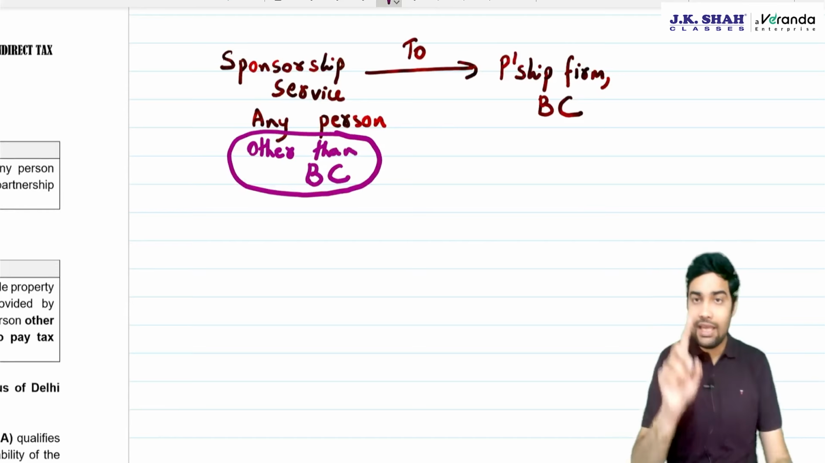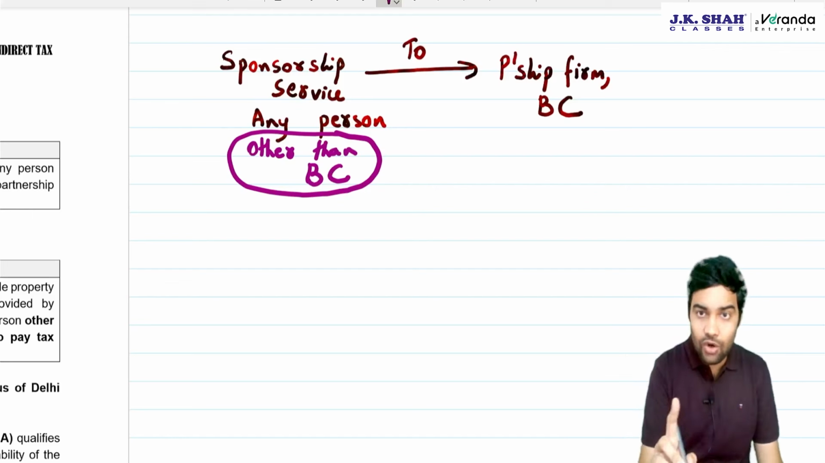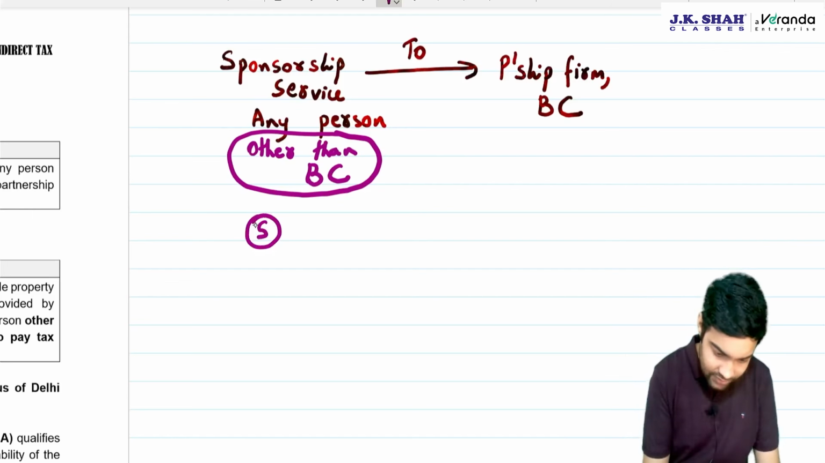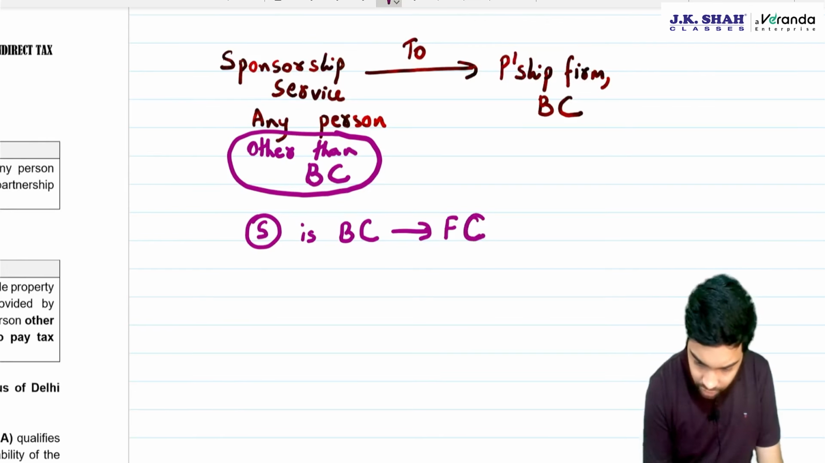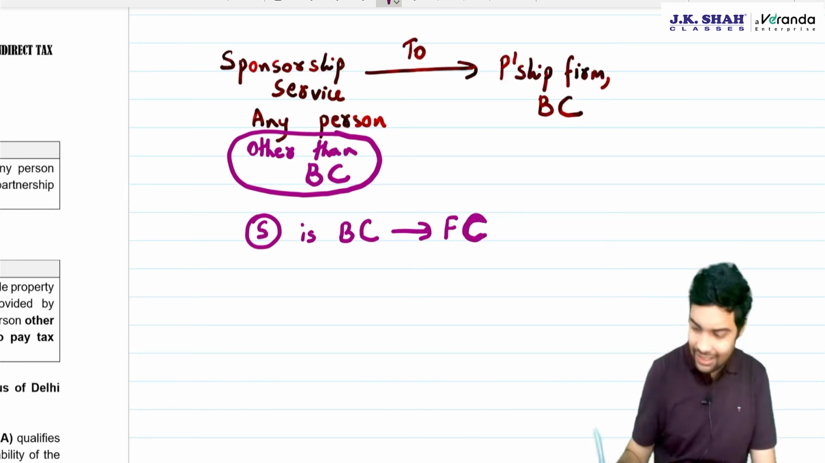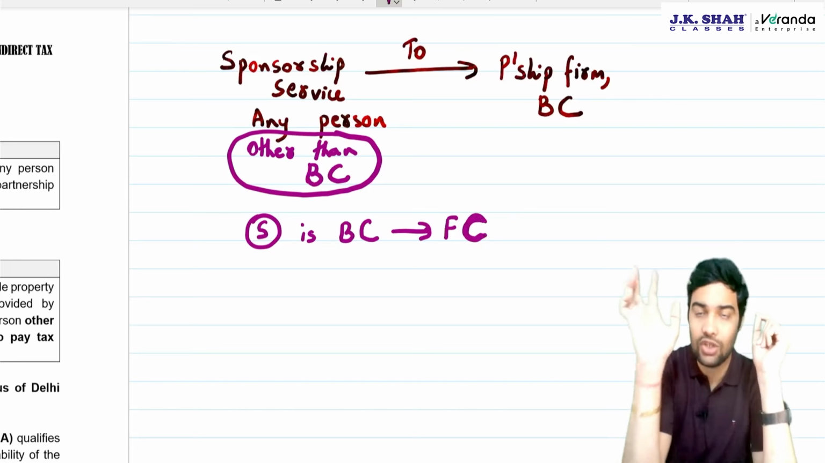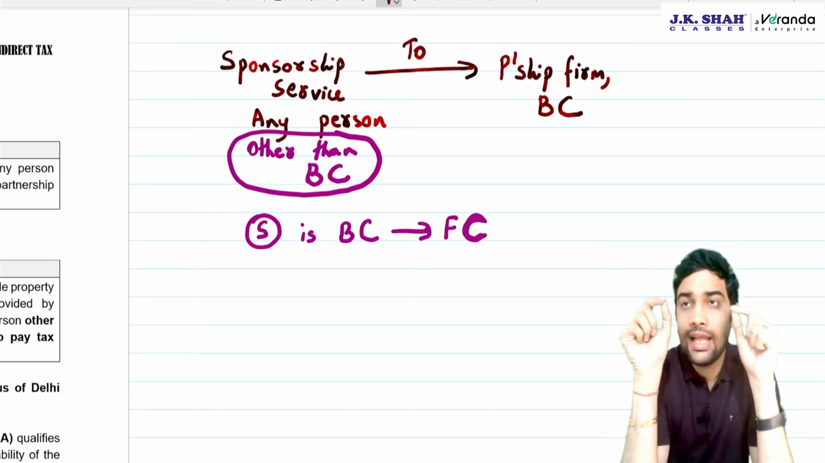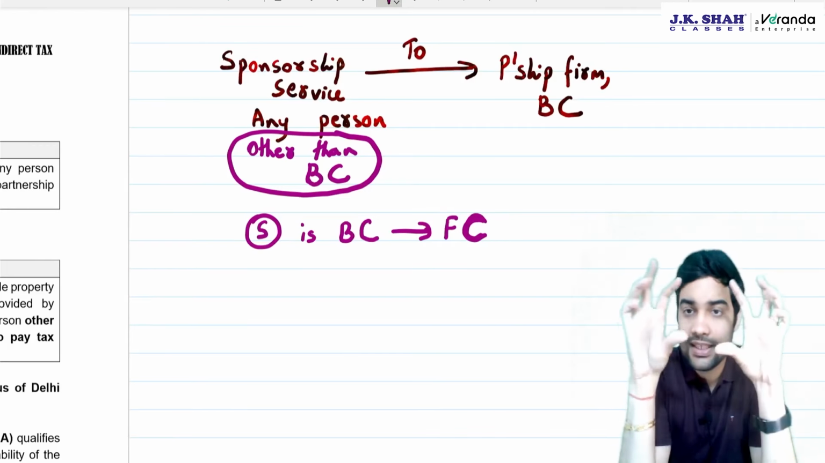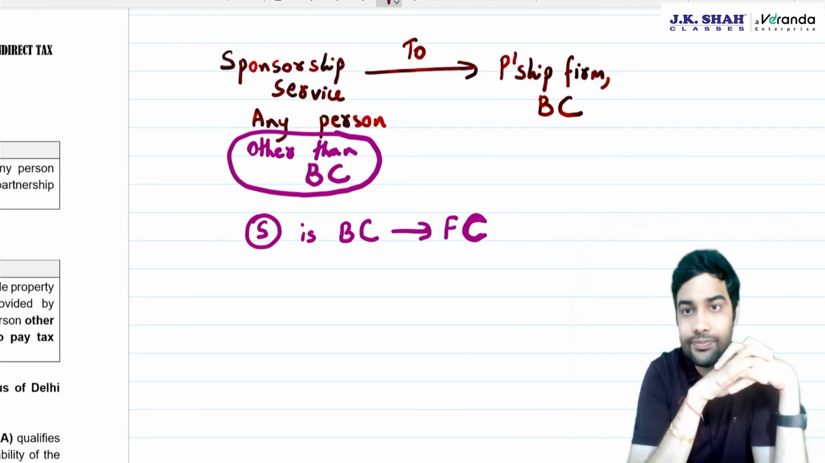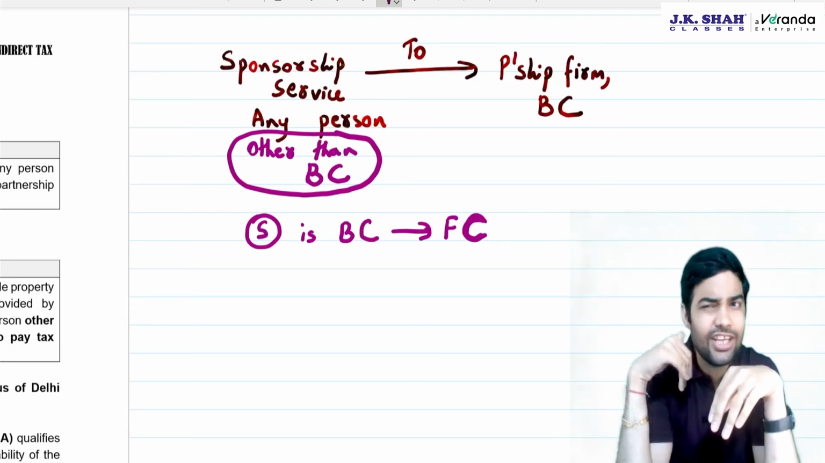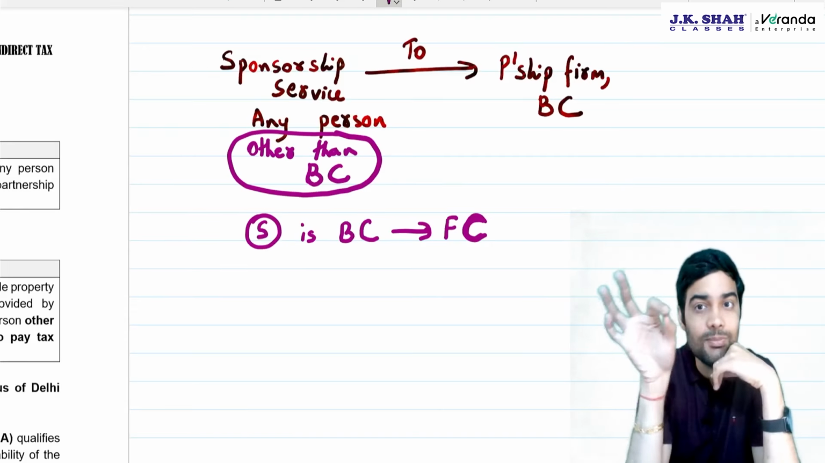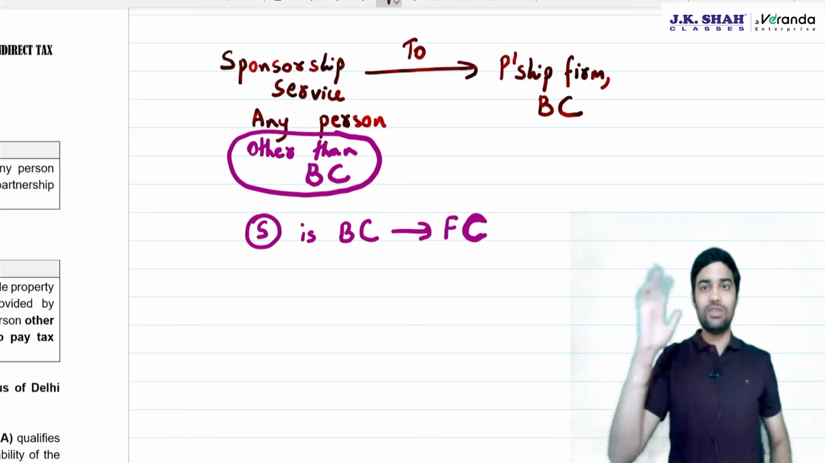That means if the supplier is a body corporate, forward charge. If supplier is body corporate, it is excluded from RCM. Will be a case of forward charge. So be very careful on this. They will try to test you on this. What they will do? Institute will start the question with a body corporate providing various services. One service, sponsorship service provided to someone.